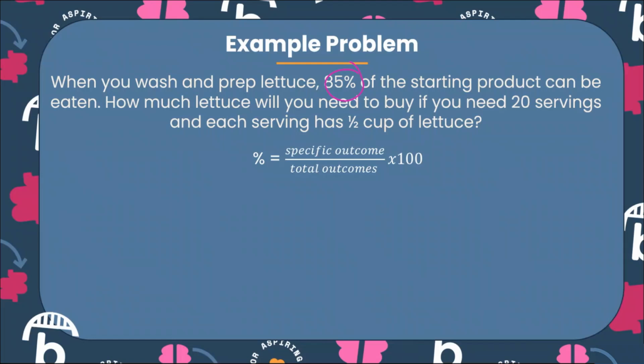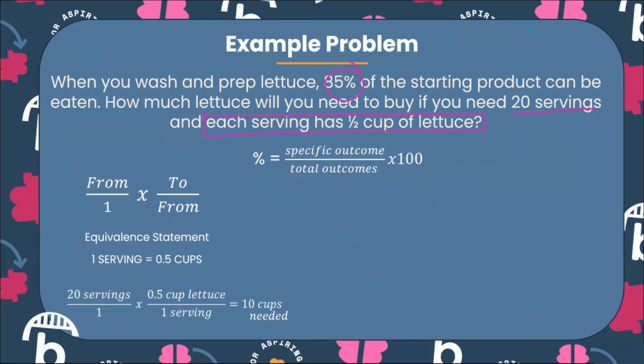However, this problem tells us that we need 20 servings and every serving has half a cup of lettuce. Each serving having half a cup of lettuce is an equivalent statement. Now, maybe you can do this in your head, but I would like to take a moment and show you how to use dimensional analysis on a problem like this. 1 serving equals half a cup of lettuce. That right there is our equivalent statement. And we need 20 servings. So since we need 20 servings, it automatically goes in the bottom to cancel out. Every 1 serving is half a cup of lettuce. So we need 10 cups of lettuce.